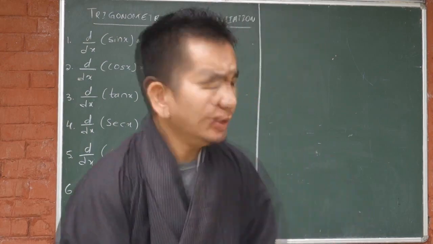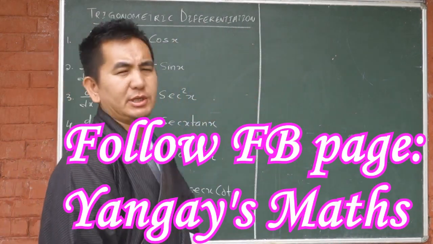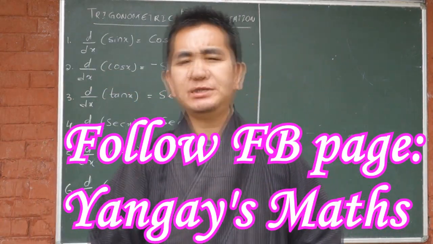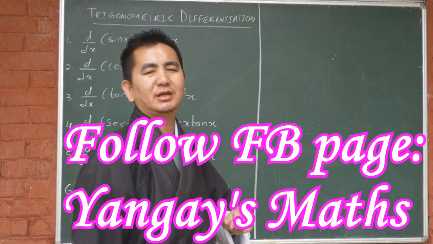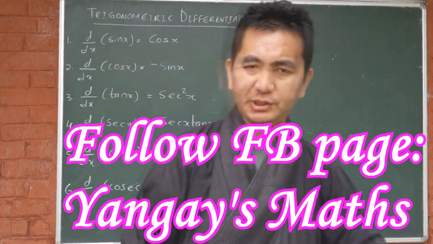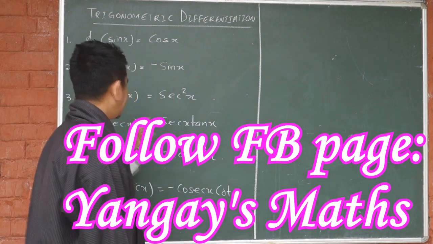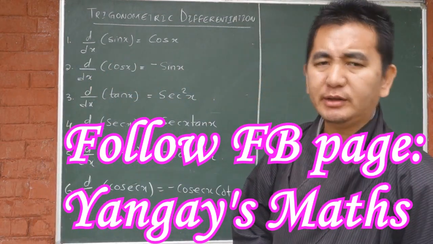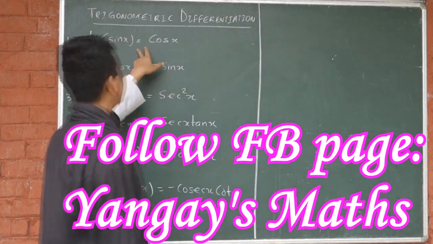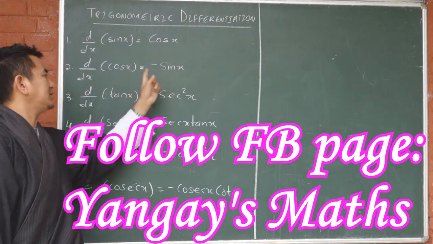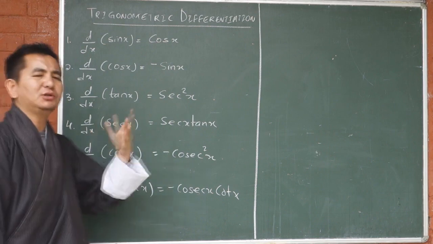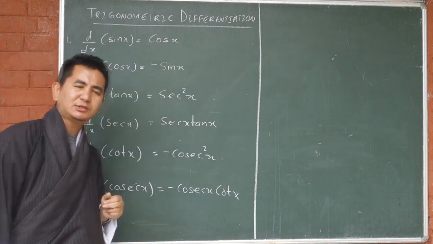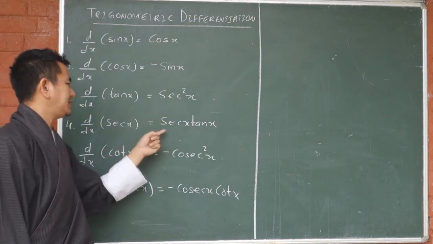Okay, good morning students. Since I have completed algebraic differentiation, now we will go with trigonometric differentiation. Let me revise. You have already learned in class 11 that the differentiation of sine x is cos x. Differentiation of cos x is negative sine x. Just to revise, differentiation of tan x is sec square x, and differentiation of sec x is sec x tan x.